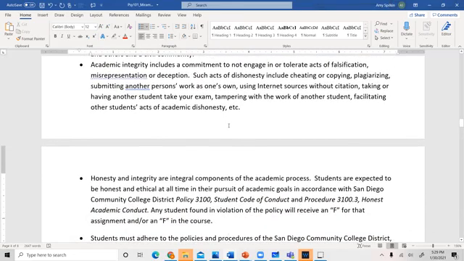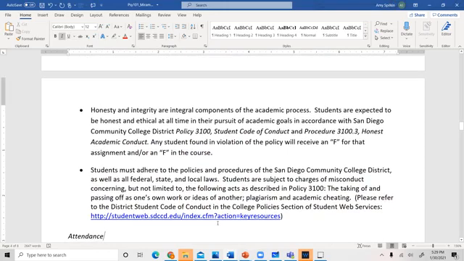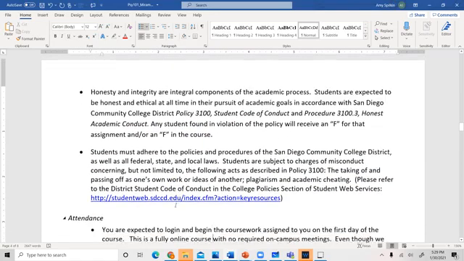If you are found to be in violation of any of these policies, you will receive an F on the assignment and very likely an F in the class. So please, it's just not worth it. If you have any questions, you can read the code of conduct or, of course, ask me.